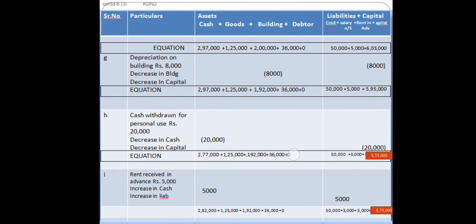So always remember, depreciation will not be in the cash form. It is never in the form of cash. It will reduce the asset.